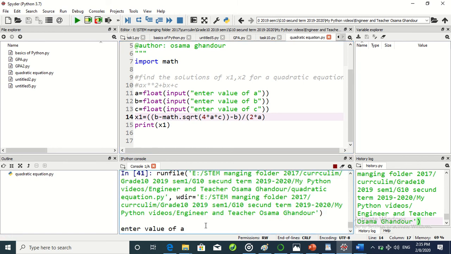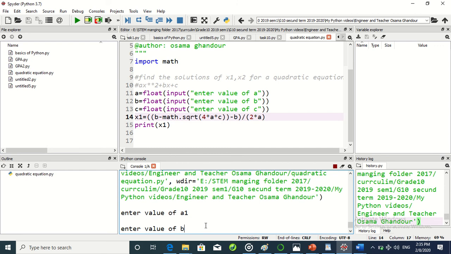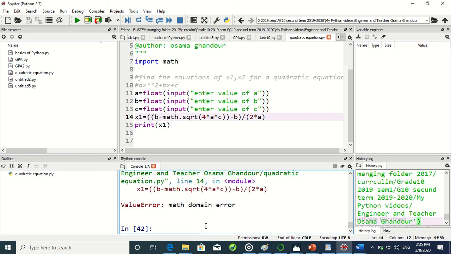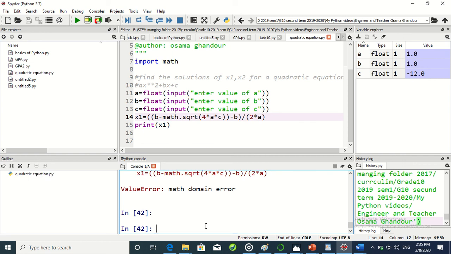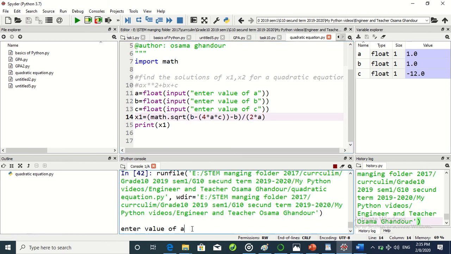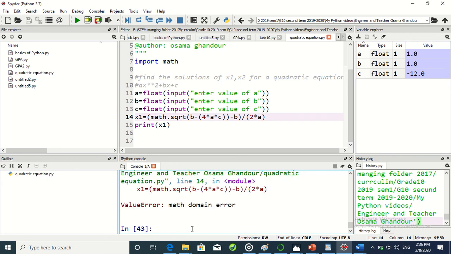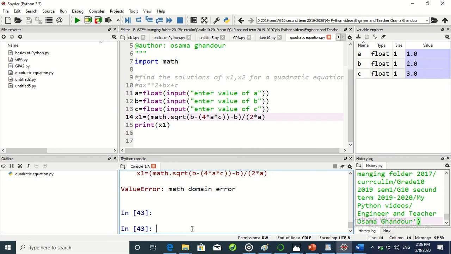Enter the value of A, 1. Value of B, 1, and the value of C, minus 12. This is a math domain error. There is a math domain error. Where is this coming from? Oh, here. This has to be outside this one here. And then again here, the first constant, the second constant, and the C constant. Math domain error, still a math domain error.